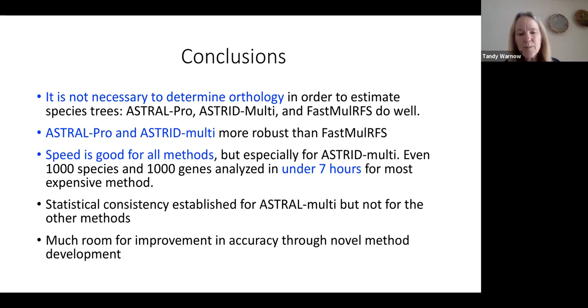Statistical consistency has been established for Astral multi, but not for the other methods, but the other methods are more accurate. So maybe some of them actually are statistically consistent. We just need proofs. And there's still much room for improvement in accuracy. These are just like the first set of methods that have really been shown to work well, and there will be better ones coming, okay? Even on large data sets.